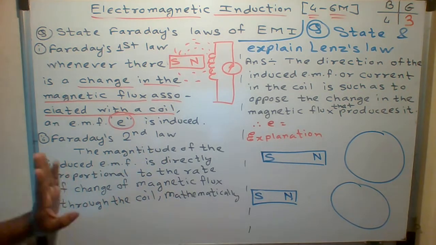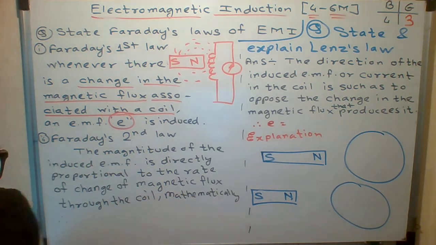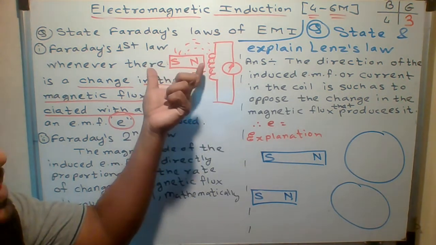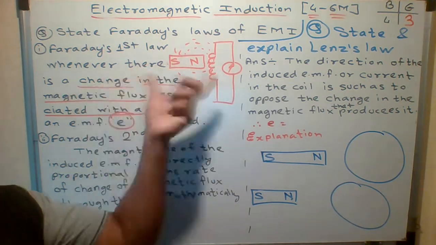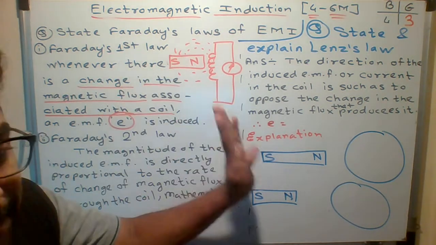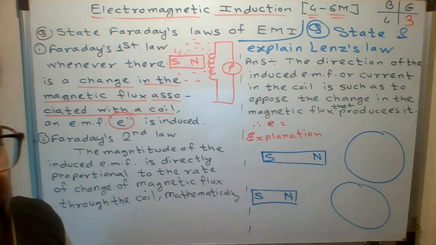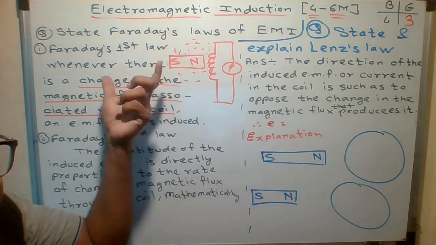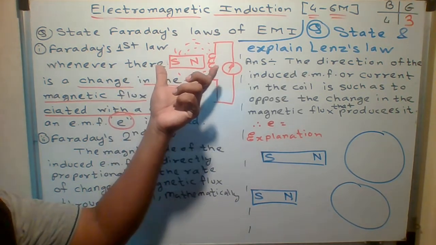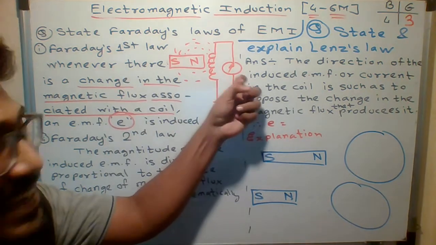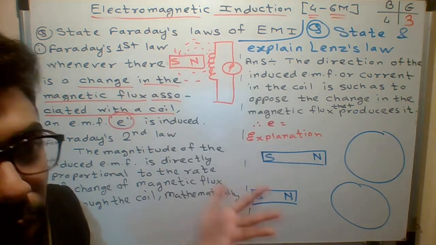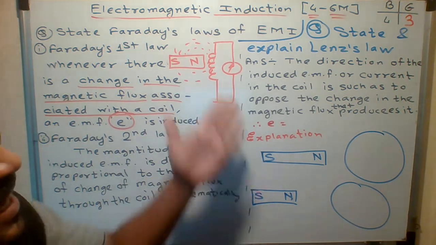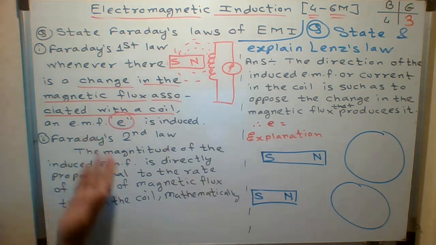Understood? And one question was asked by a student. Suppose a student asks, sir, if I move this magnet very fast, what will happen? Students, maximum EMF will be induced. Remember that. If I move this magnet very slow, a small EMF is induced. If I move this magnet very fast, the EMF induced is more. Means EMF induced is directly proportional to the change in magnetic flux. That is Faraday's second law.